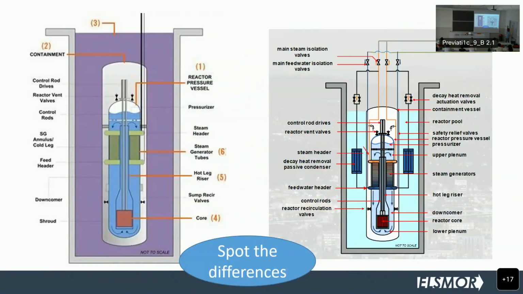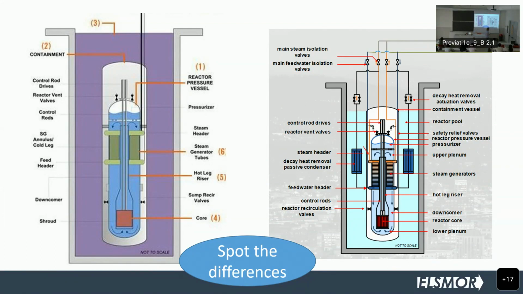So this is a NuScale picture from about 2015 or so. And this is NuScale from 2019. So now a question. Can you spot the difference? What has changed? There is a passive condenser for decay removal. Yes. The reactor pool. Yeah, the reactor pool has changed.